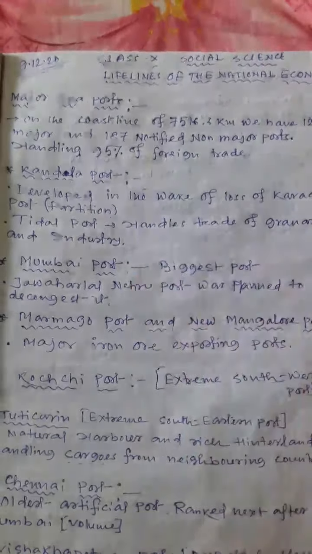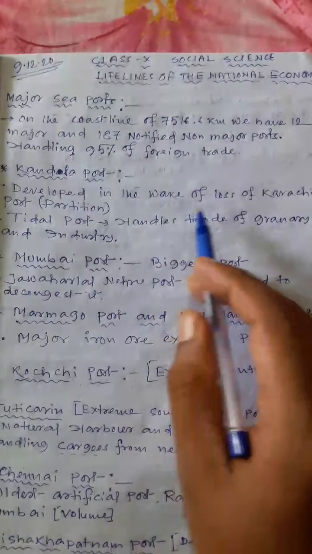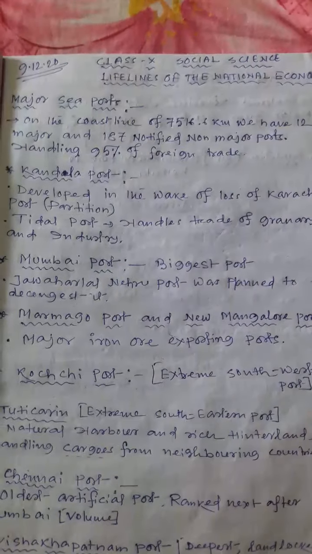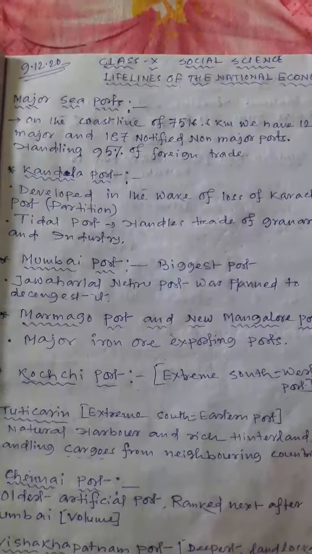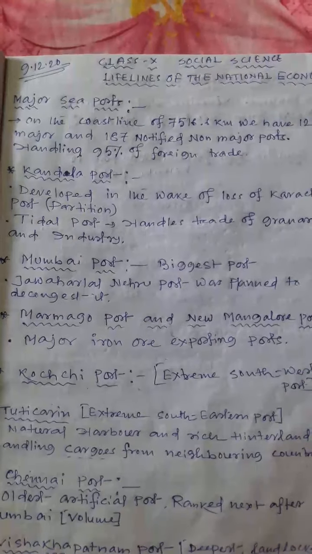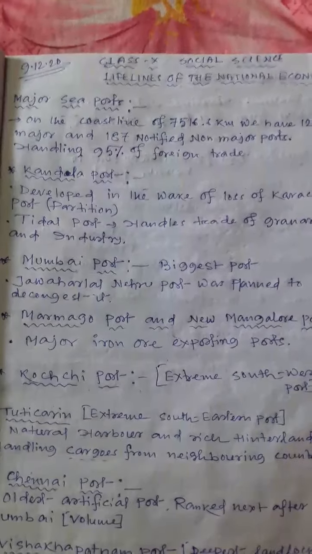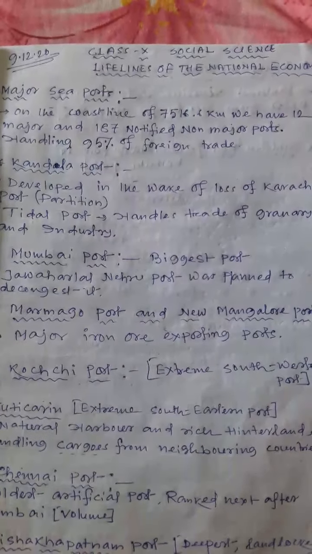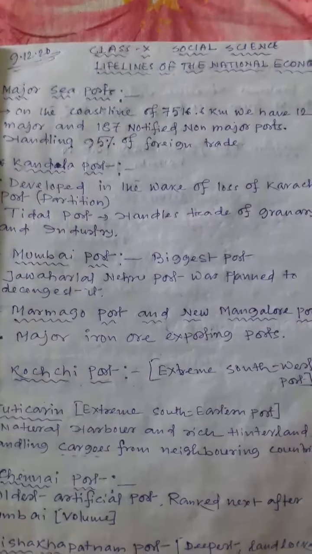Now first of all we have Kandla Port, and this port was developed in the wake of loss of Karachi Port due to partition. Earlier, before 1947, there was no Pakistan, India and Bangladesh. Everything was united, but in 1947 there was partition. So as a result, we lost the Karachi port, and to overcome this loss, Kandla port was developed.